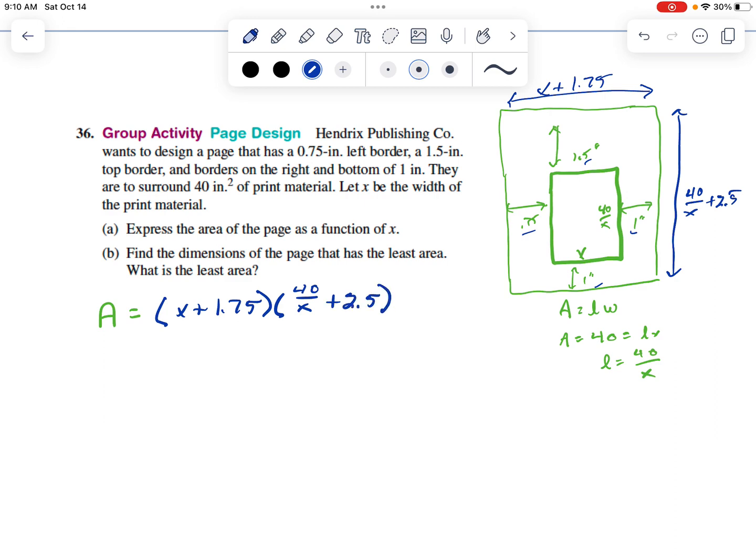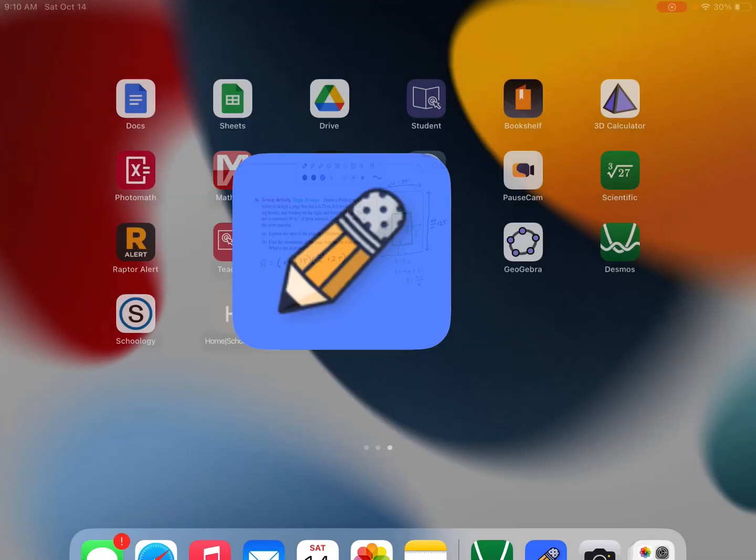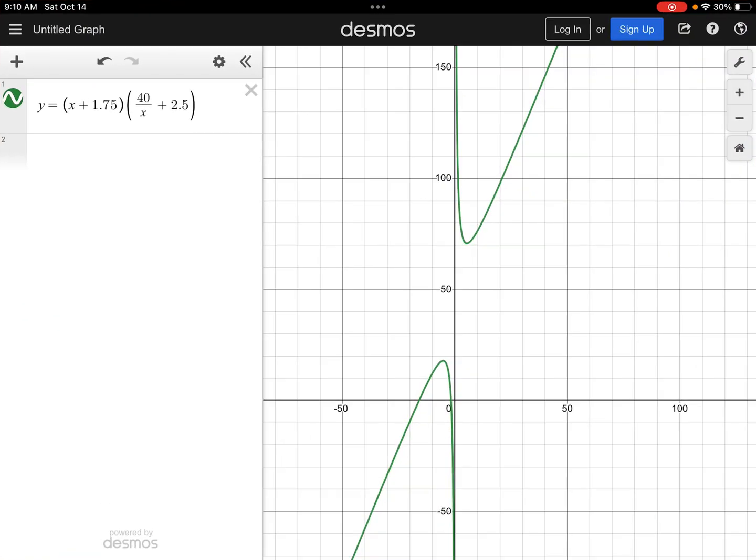And this is one of those cases where you're wondering when you're going to be able to use your calculator. This is something I would expect us to use a calculator on. I'm not expecting you to FOIL a crazy binomial with decimals and a rational function. So let's go over to Desmos. And I have them already typed in here.